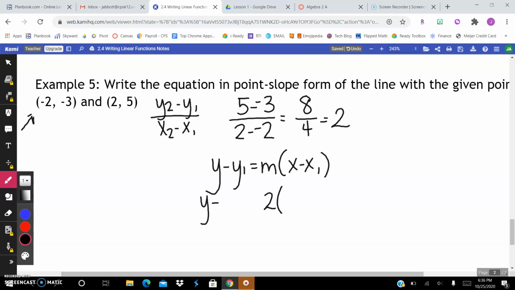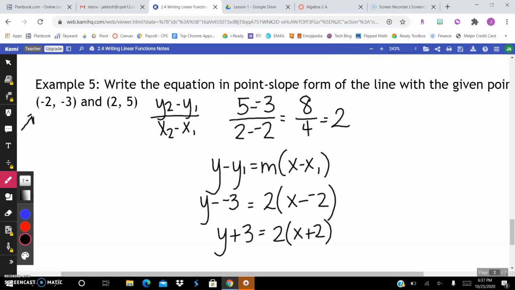Well, y out of that point is negative 3. So we would really have minus a negative 3. And then x minus x from the first point is negative 2. So we have to go through and simplify that. We have to write their pluses. That minus a negative turns into a plus. And then we have our equation in point-slope form, and that's what the directions said to do.